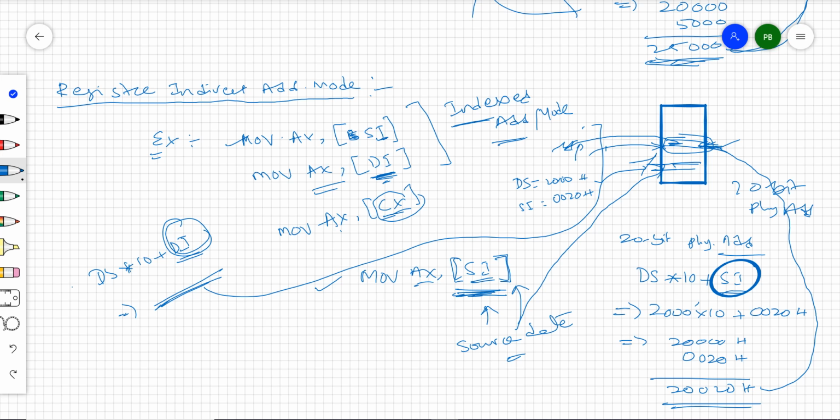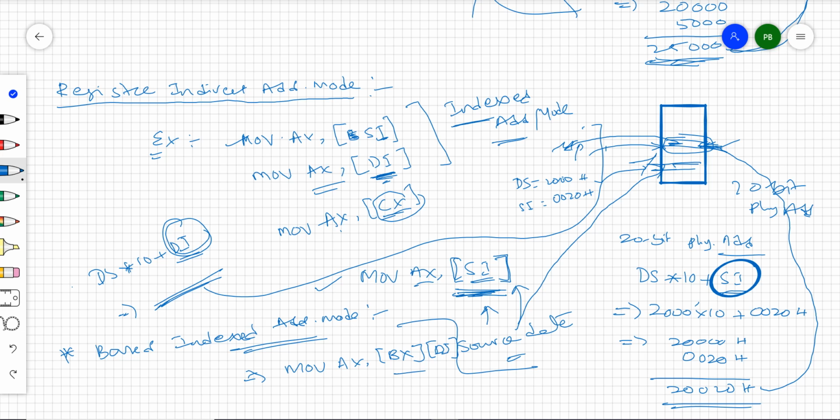Right? The other addressing mode is the based indexed addressing mode. Alright, so in this mode, what will happen? Example like this: MOV AX, [BX][DI]. See here, there are two sources: one is the base register and another one is the index register. The bracket means, as we discussed previously, that it is one memory location in the external memory.